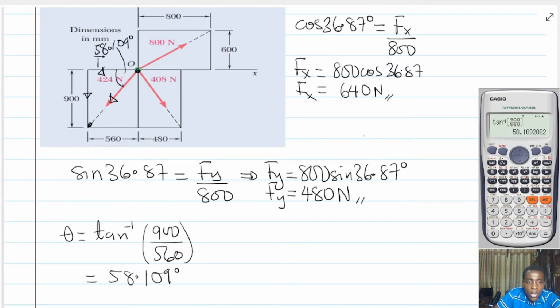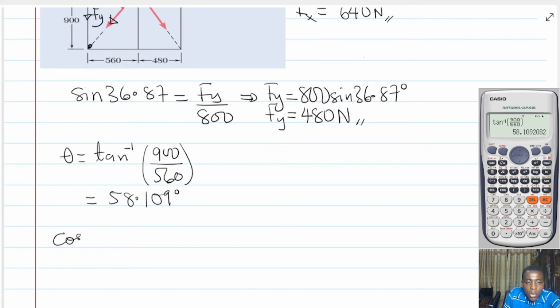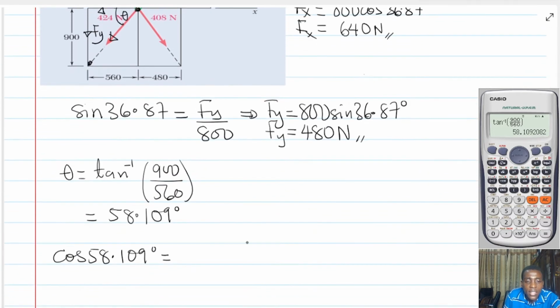58.109. So the component of the force along the x is fx, and then, let me do this, theta. We know the angle. And then this side is going to be fy. Okay, so let's do this together. First of all, let's find cos theta. So cos 58.109 is going to be fx, in other words, the adjacent on the hypotenuse, which is 424.